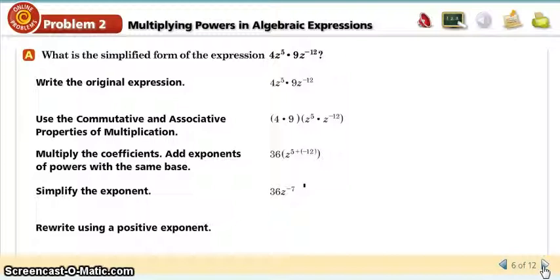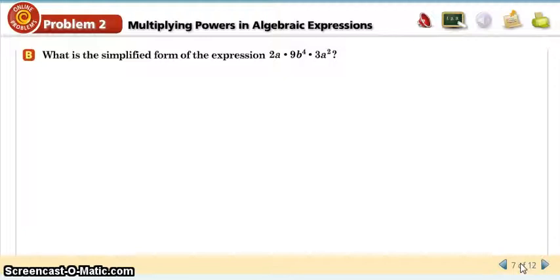Now, rewrite the expression using a positive exponent. That last step goes back to our negative exponent definition where you can't have negative exponents in an expression, so you've got to move it to the bottom of the fraction. So the 36 basically becomes your numerator because it doesn't move. It does not have a negative exponent, only the z.